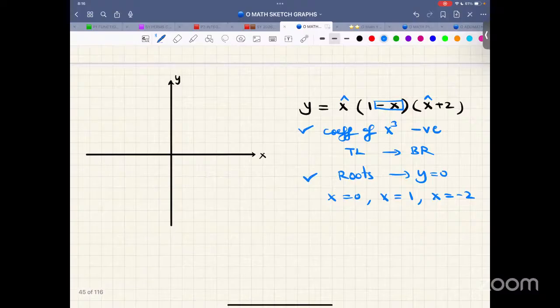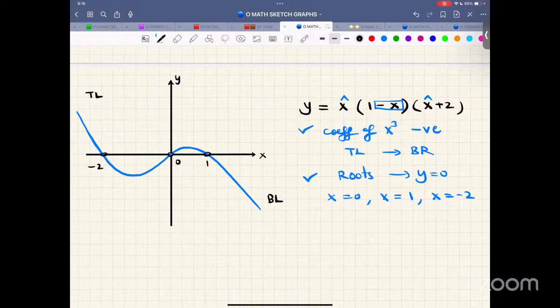So now the thick marker, there is 0, there is 1 over here, there is negative 2 over here, something like this. And now it's coming this way, like this. Let me first draw it. It looks weird to me. This is better. This is 1. This is 0. This is negative 2. This is top left. This is bottom right.